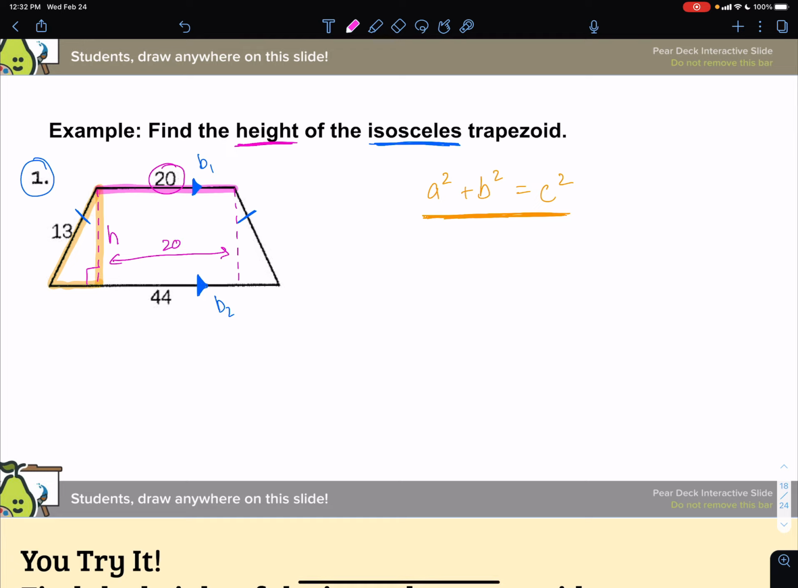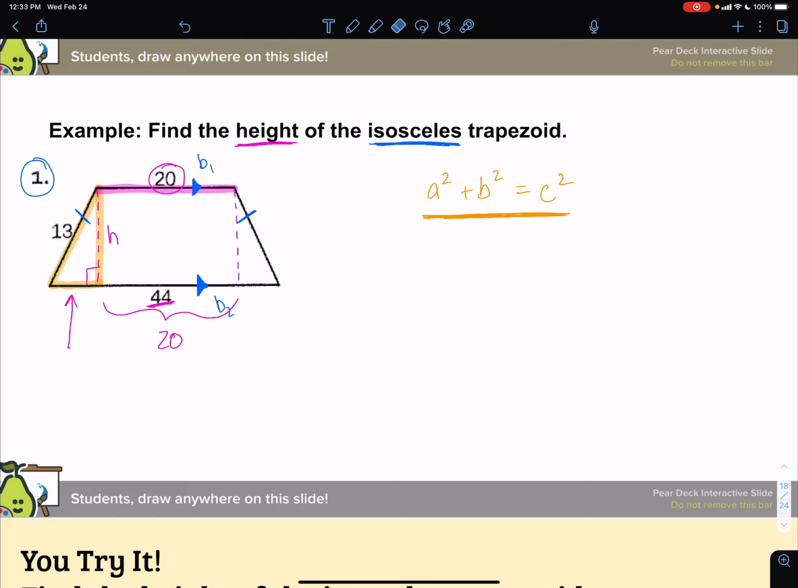It's 20 at the top, it's 20 in the middle, and it's also 20 down on the bottom. And that's really important because we know that the bottom side is 44 in total, but we don't want to know the total. We want to use that to figure out how long this little orange part of our right triangle on the left is. And so what we're trying to do is chunk up this bottom. We're trying to see how this 44 splits itself up.